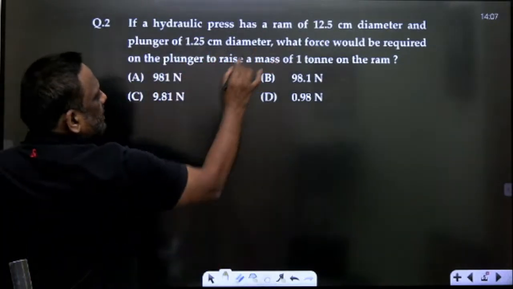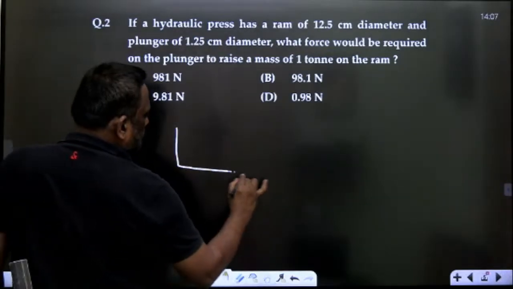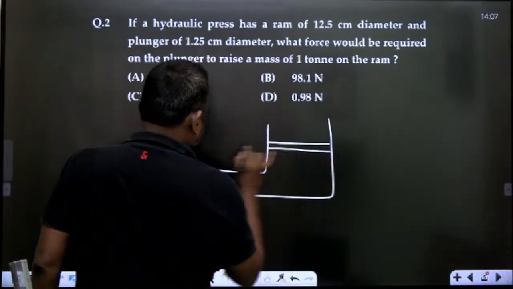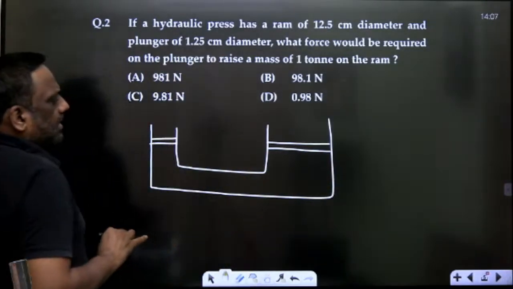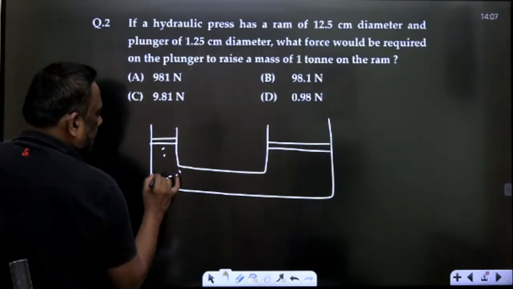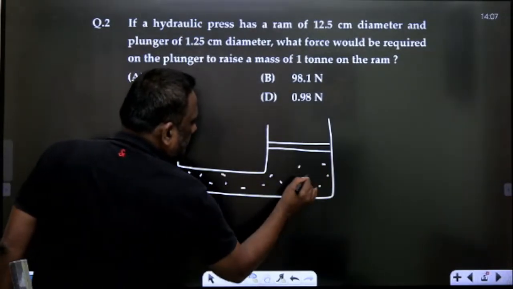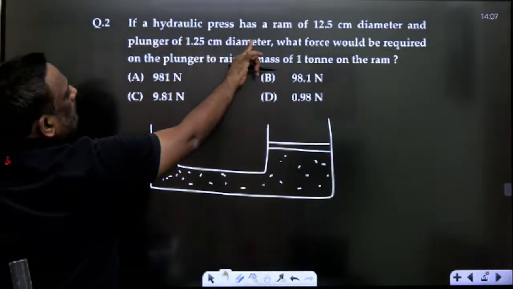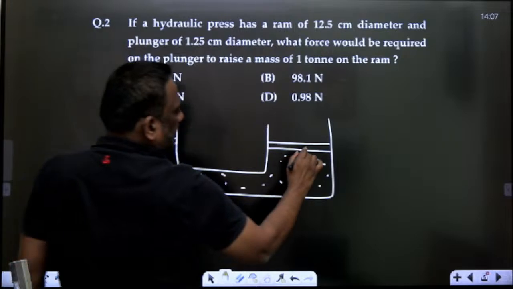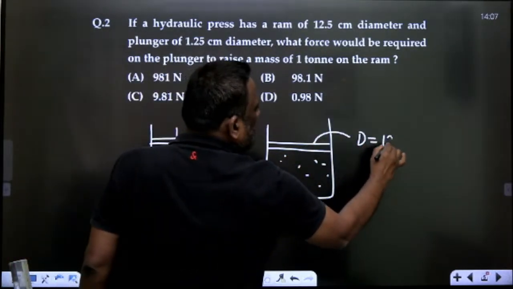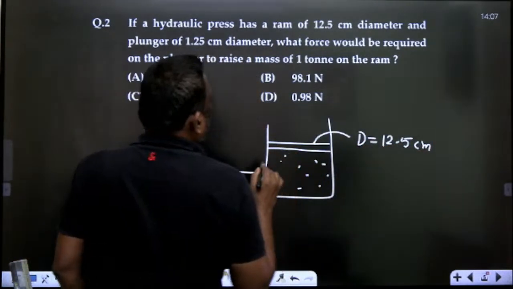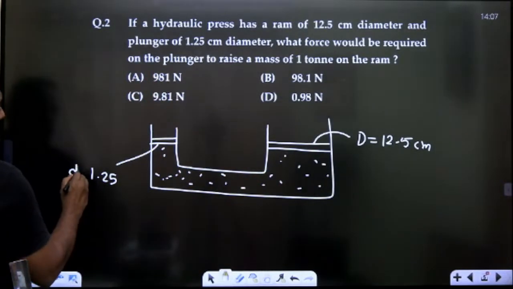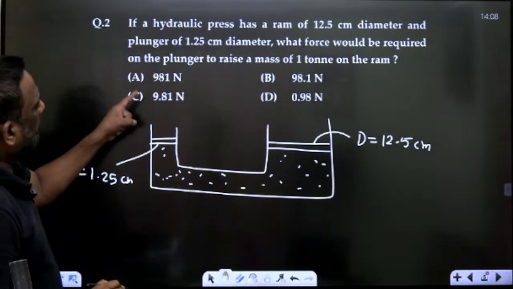So the RAM has 12.5. Let me show you like this. The gravitational effects are neglected, and here we have a fluid. Wherever I need theory, I'll give you. Now, the RAM has 12.5 centimeter diameter. And the plunger, this is the plunger, has 1.25 centimeter diameter. What force would be required on the plunger?